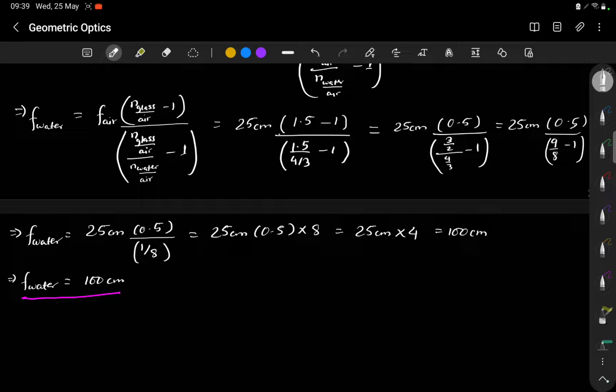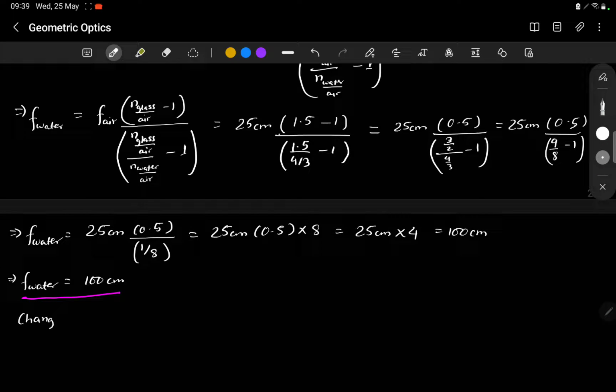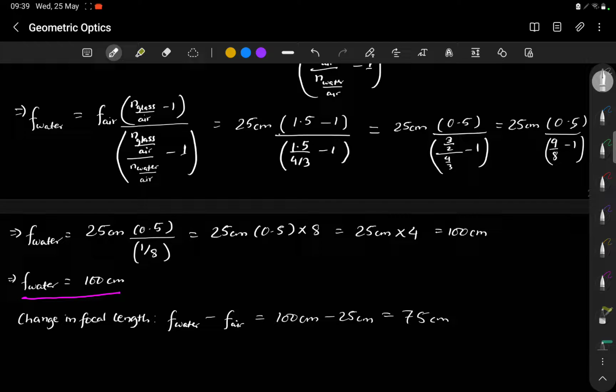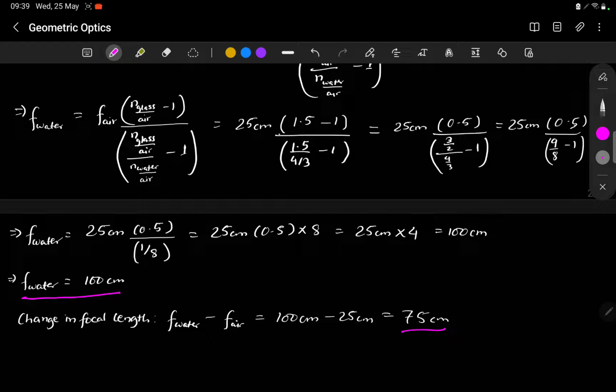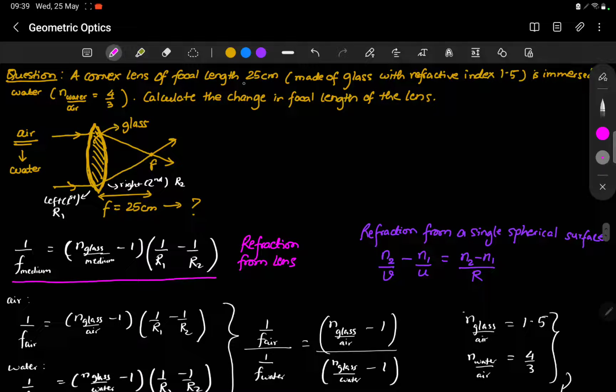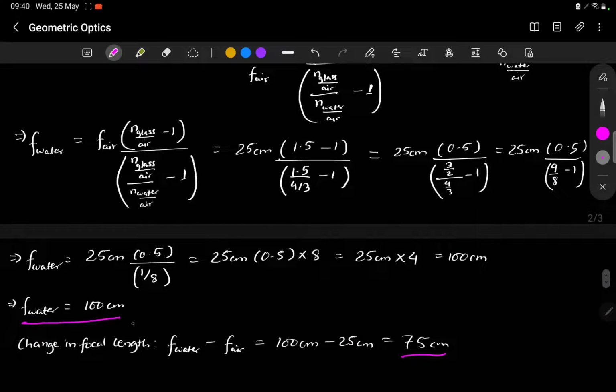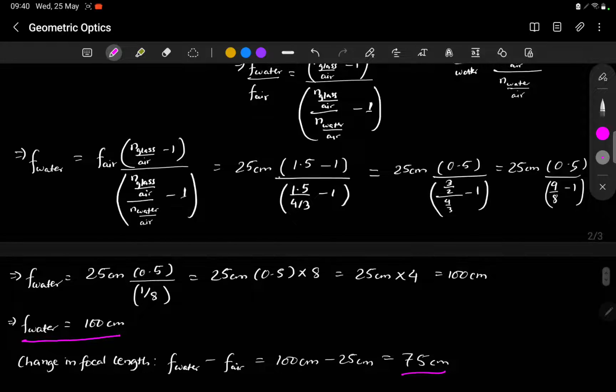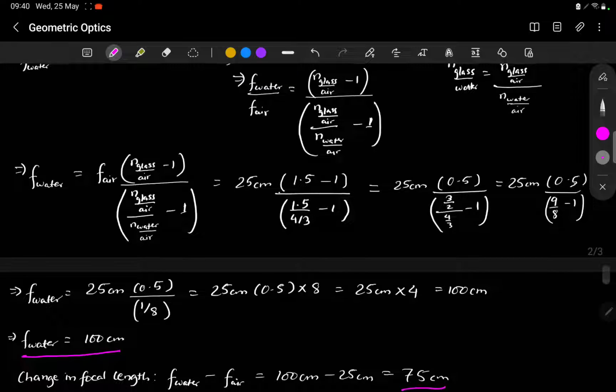So the change in focal length would be focal length in water minus focal length in air, which is 100 centimeters minus 25 centimeters, which is equal to 75 centimeters. So this was what we were supposed to find out. We were supposed to find out the change in focal length when we place the lens in water. When the lens was in air, its focal length was 25 centimeters. When we immersed it in water, its focal length became 100 centimeters. So the change in focal length is 75 centimeters. This solves the question.